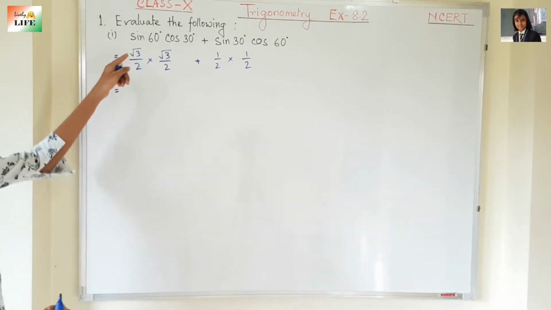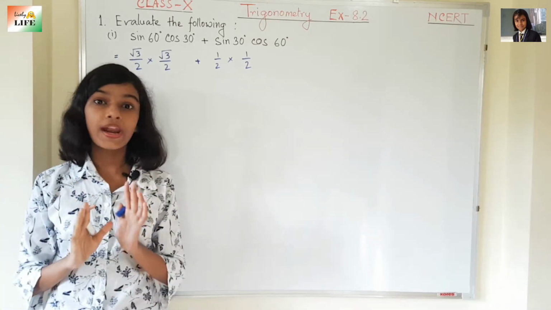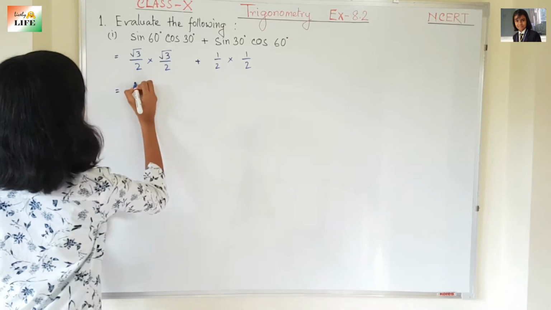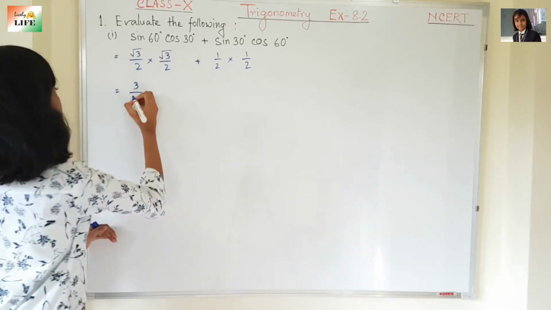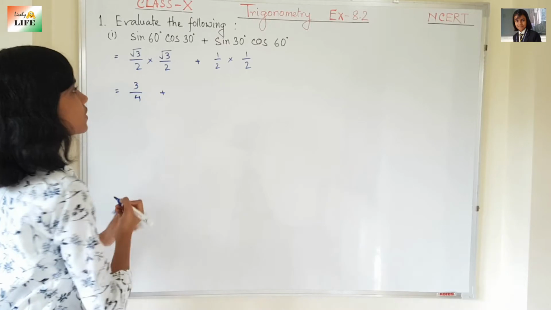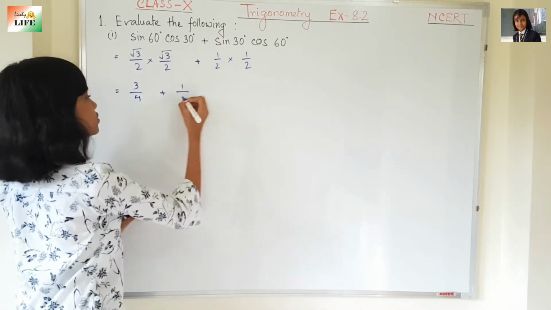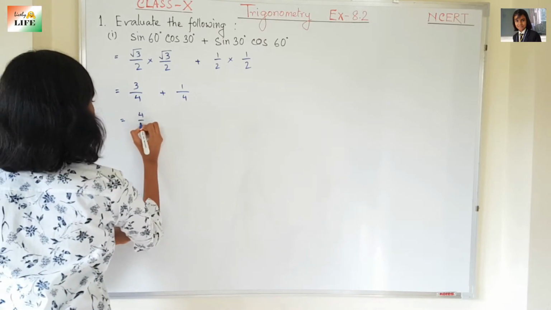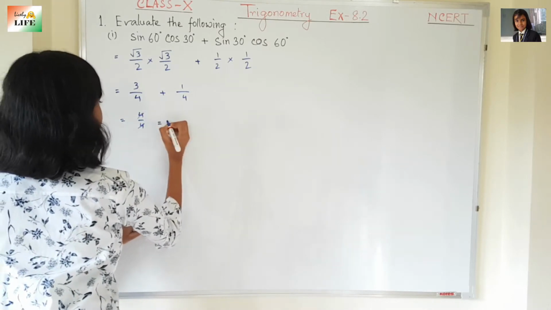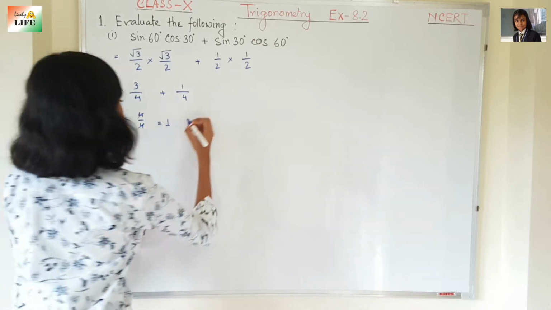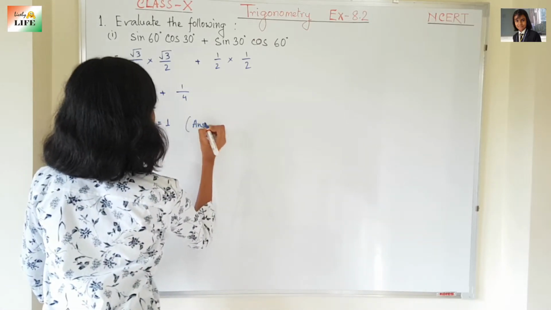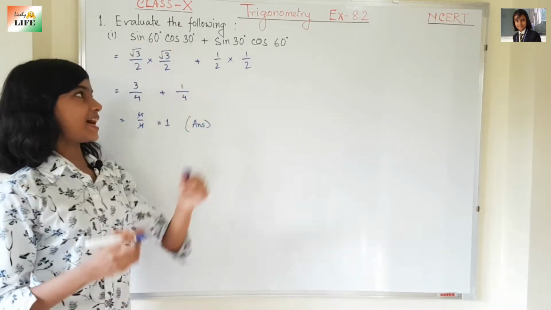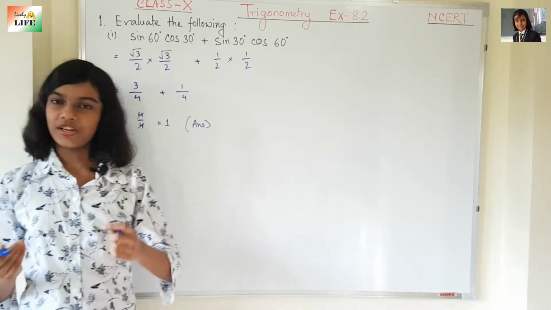So now, what is root 3 into root 3? Root 3 square, right? So what is root 3 square? Root 3 square is 3. And 2 2s are 4. And again 2 2s are 4. So what is it? It is 4 by 4. So the answer is 1. So the value of sine 60 cos 30 plus sine 30 cos 60 is 1. Now let's move to the next one.